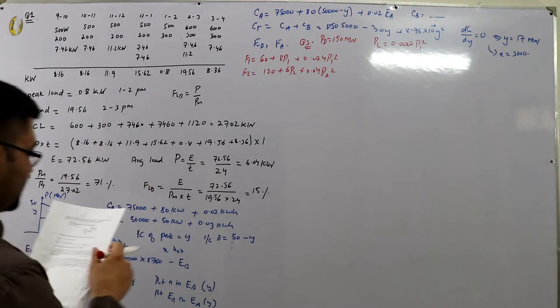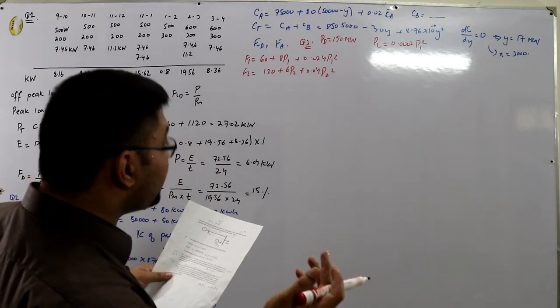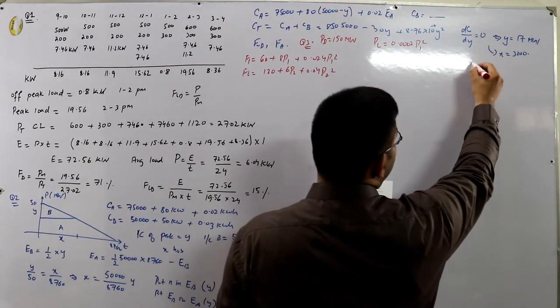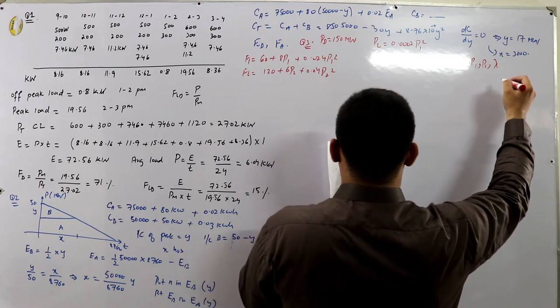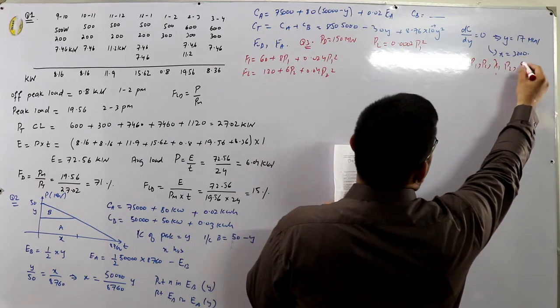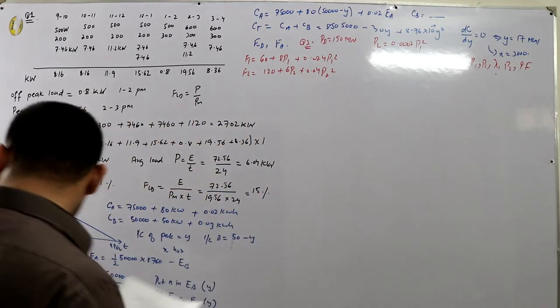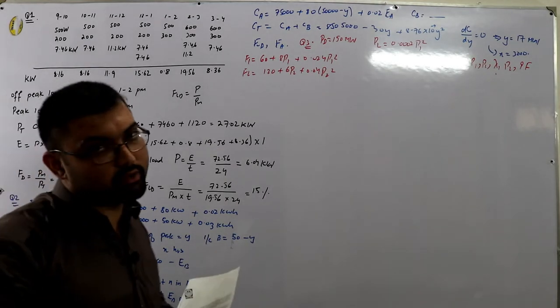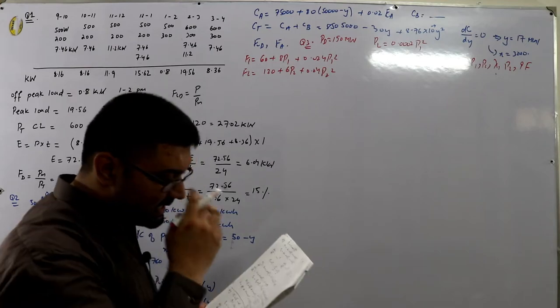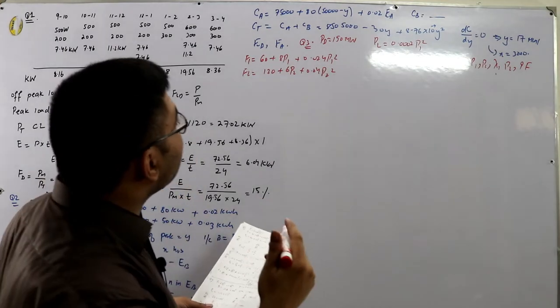Calculate the optimum power generated by each plant and the incremental cost. So basically P1 is unknown, P2 is unknown, lambda is the incremental cost, total power loss and the penalty factor. For this you can just go to the previous video. The link is given in the description. I will just give you an idea over here of what you have to find out.